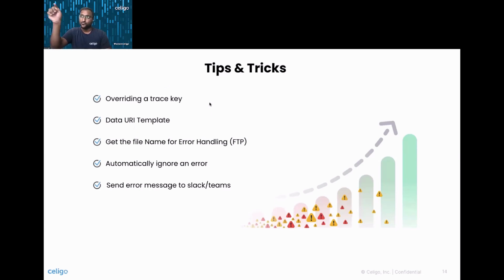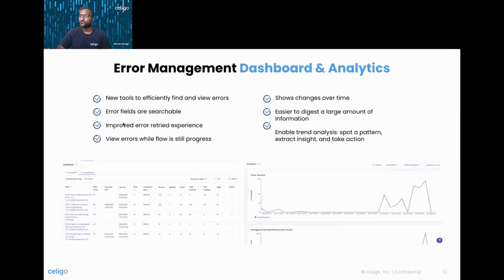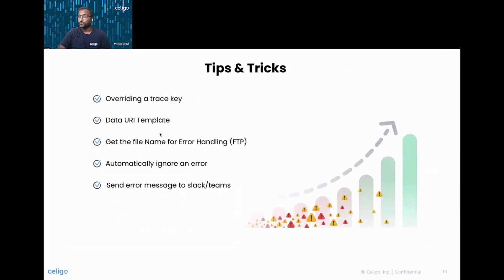Now coming to the data URI template. If you remember, when I was on the Slack channel, I clicked on view error message, which took me to the error data in my source application. It was with the help of the data URI template. In a while, I will show you where you can define this data URI.